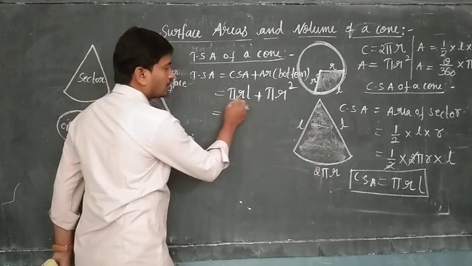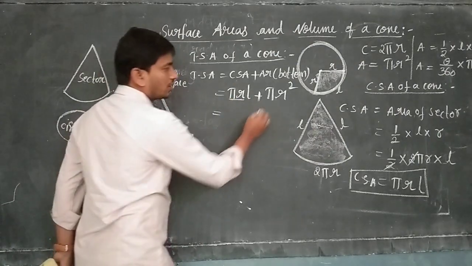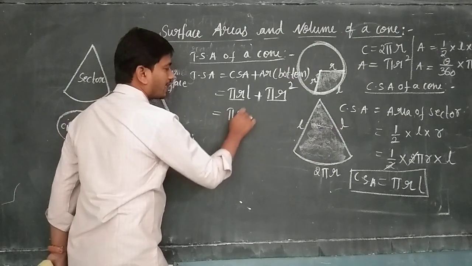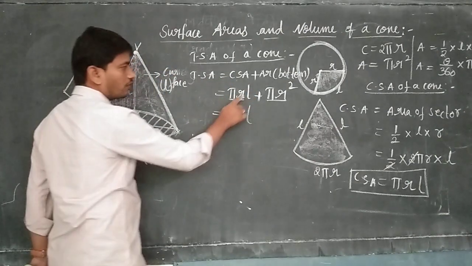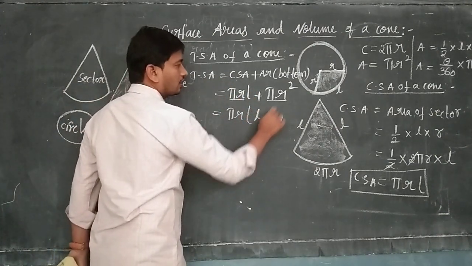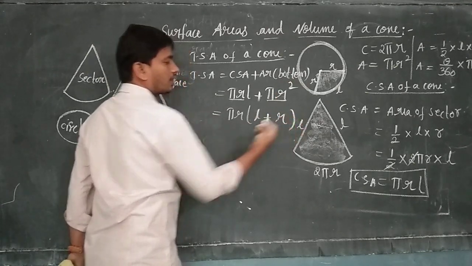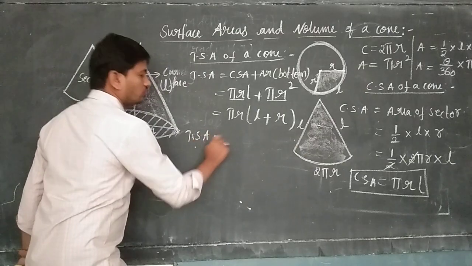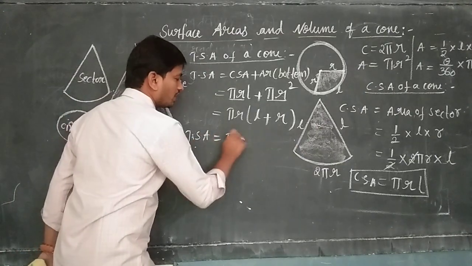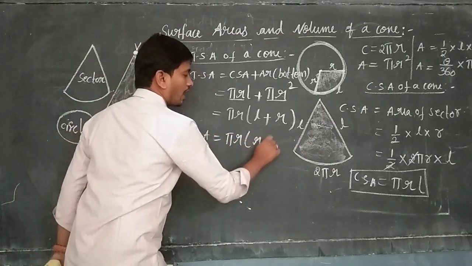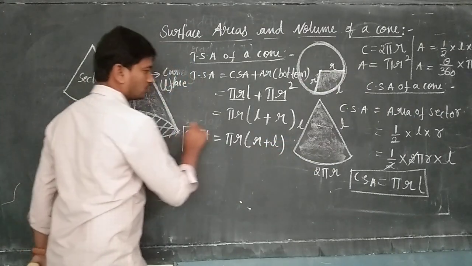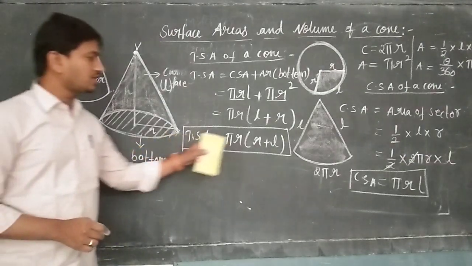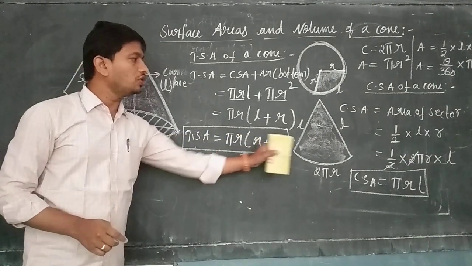You can observe that pi r is there, and here also pi r is there. I can take pi r as common. Now what is left over here? L, and we have one more r here. Therefore, what is the TSA of a cone? The TSA of a cone is pi r into r plus L.